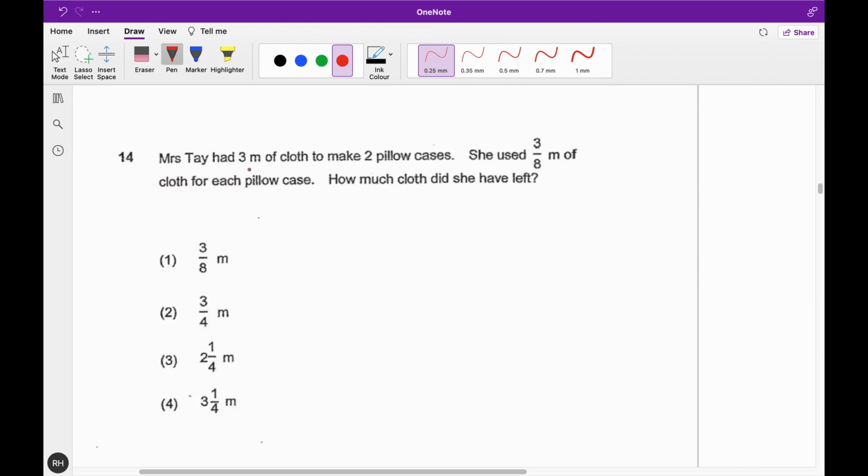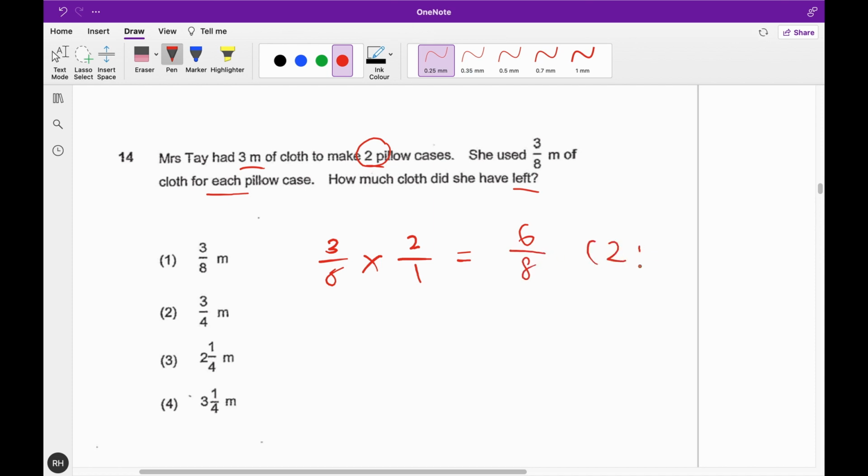Question 14. Mrs. Tay had 3 meters of cloth to make 2 pillowcases. She used 3 out of 8 meters of cloth for each pillowcase. So how much did she have left? Alright, so we have 3 out of 8 meters for each. So we make 2, which means we want to times 2. Okay, so times 2 out of 1. So when it comes to fractions, we can just times directly. So 3 times 2, we have 6. 8 times 1, we have 8.